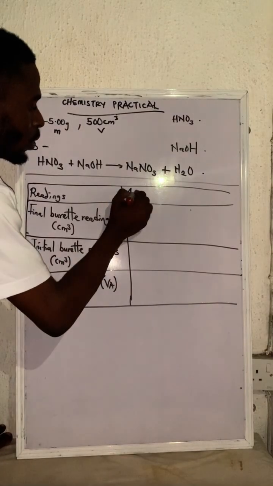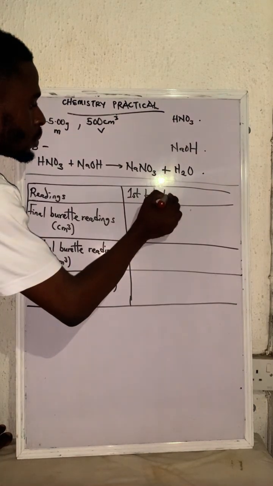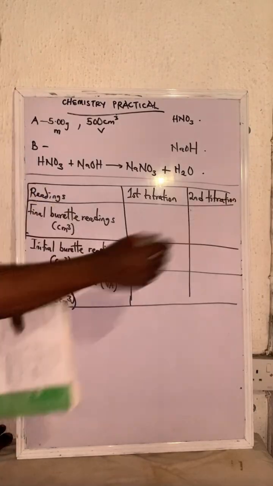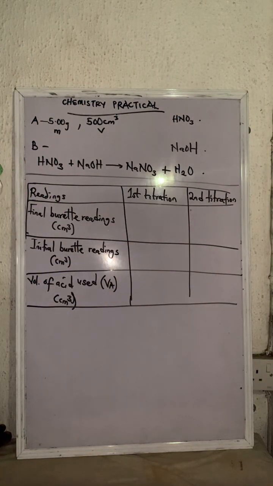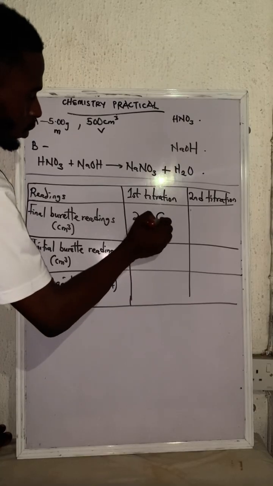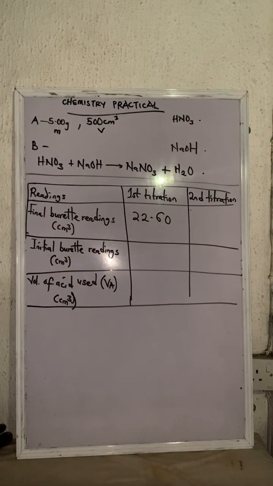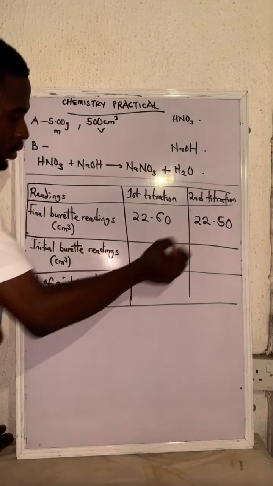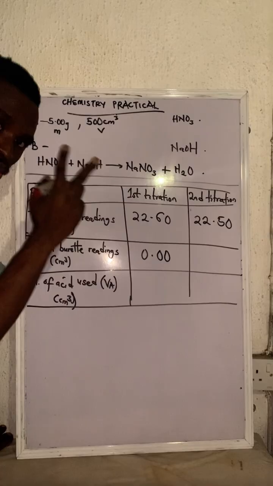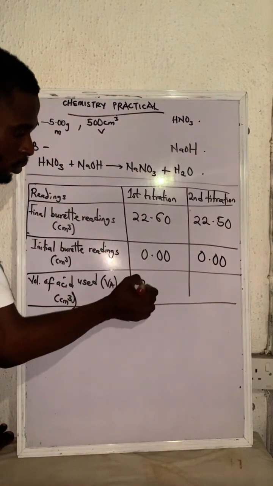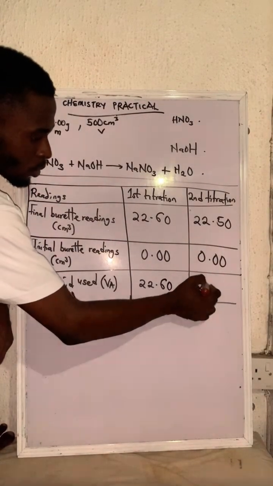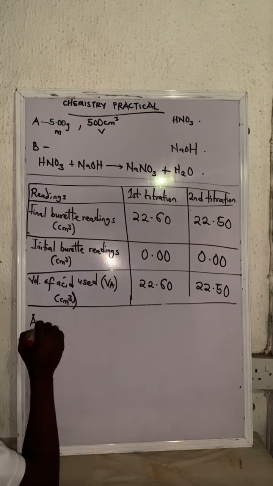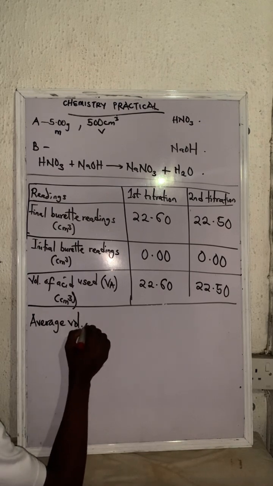Let me just go straight to the point. First titration, then second titration. I'll use some of the results that they put in this place, 22.6. Since this was 22.6, it's actually increased by 0.1, and they decreased by 2 and put 22.50. This one becomes 0.00. Don't forget, 2 decimal places. So this becomes 22.60, and this becomes 22.50.